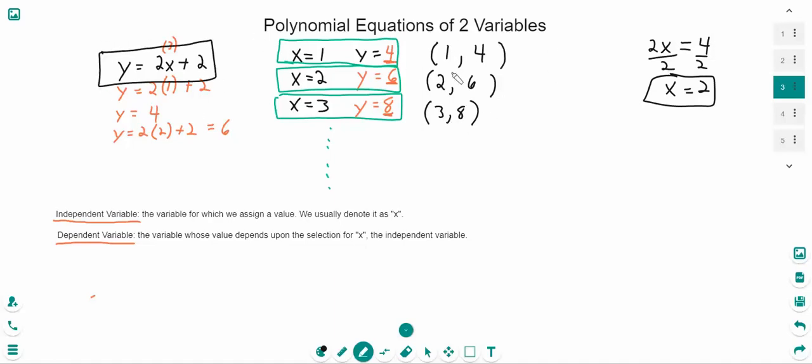Now keep in mind, when you see an ordered pair, probably the most important thing to remember is that the first number represents the x, and the second number represents the y. So this ordered pair, (1, 4), is very different than this ordered pair, (4, 1). This ordered pair would tell us that you plug in a 4, and you're going to get back a 1. And that is not what happens here. If I plug in a 4 for x, I get 2 times 4 is 8, plus 2 is 10. I do not get a 1.